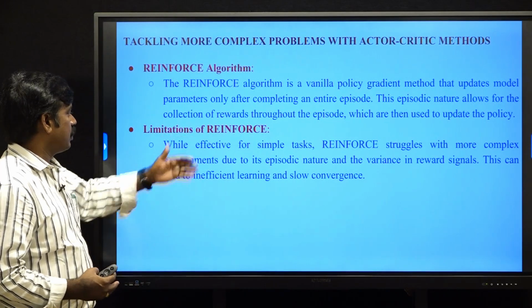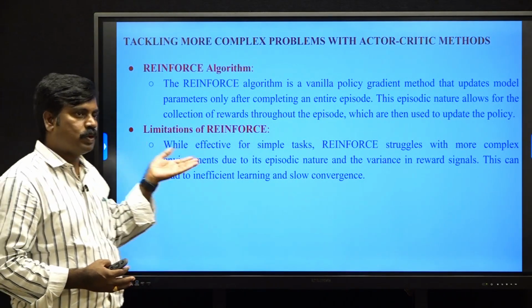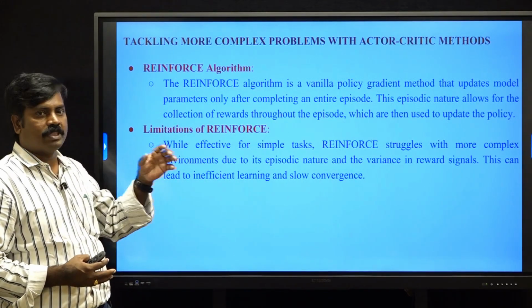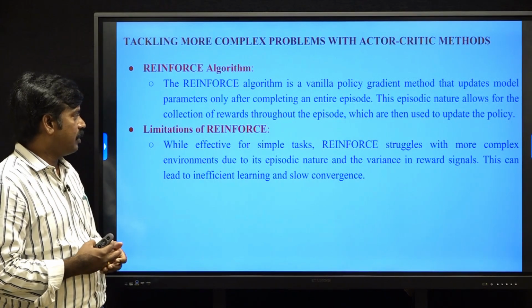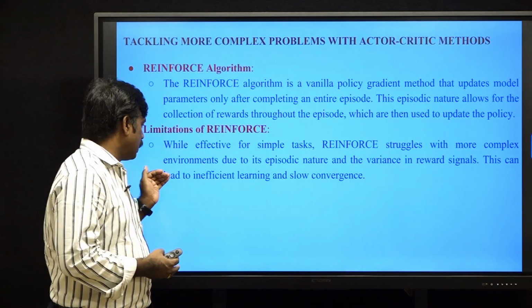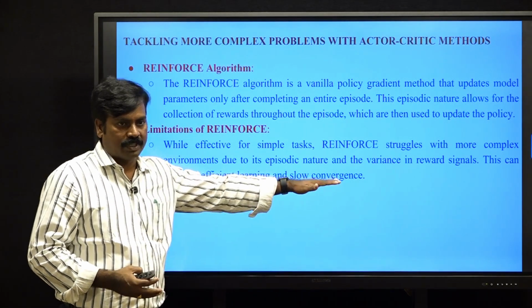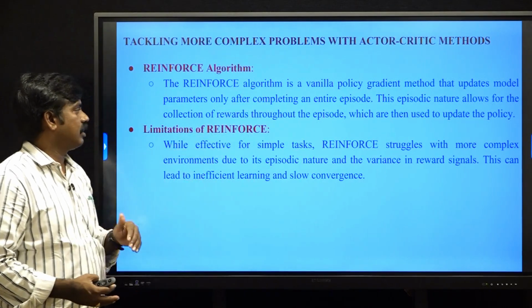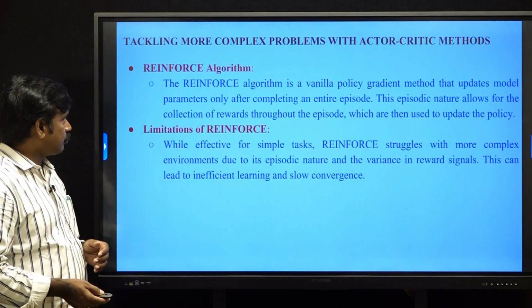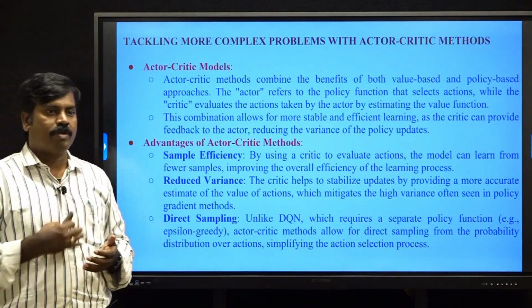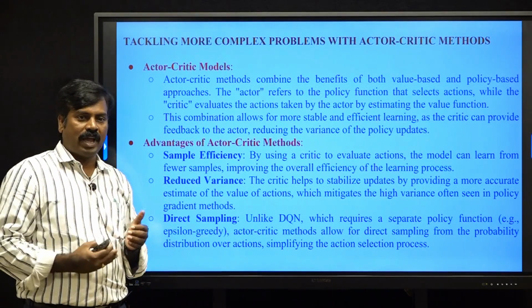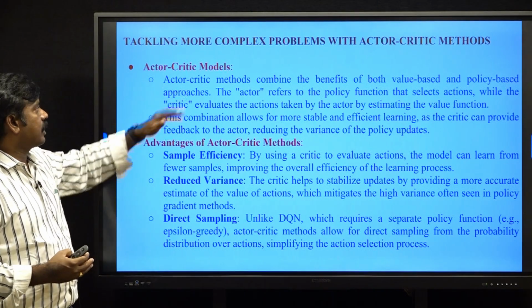So the limitation of REINFORCE is that it is suitable only for simple tasks and not for complex problems. It is inefficient learning with slow convergence, because it updates the parameters only after completion of episodes. We solve that problem by combining the policy function with the value function. That is called actor-critic models.